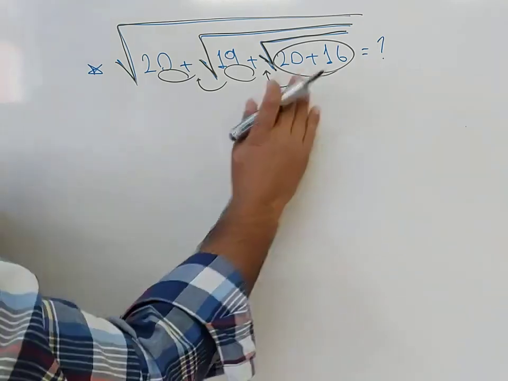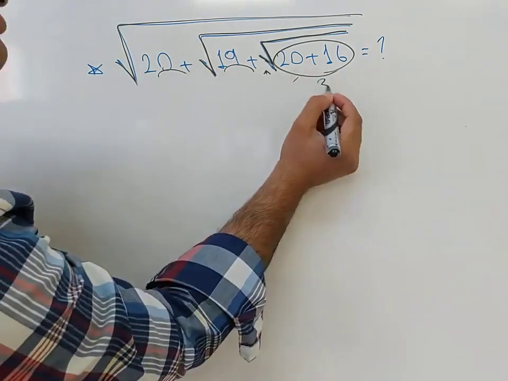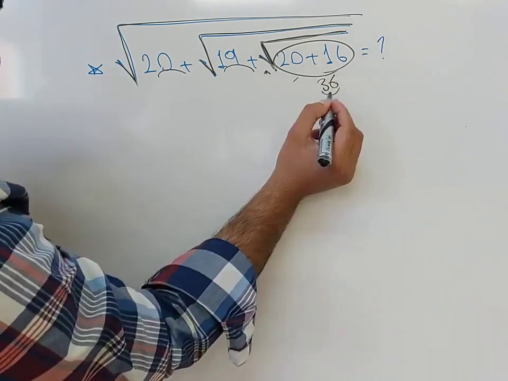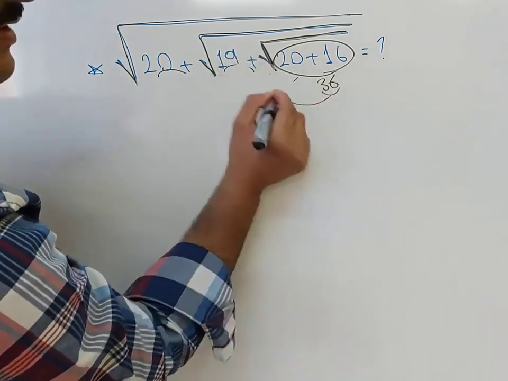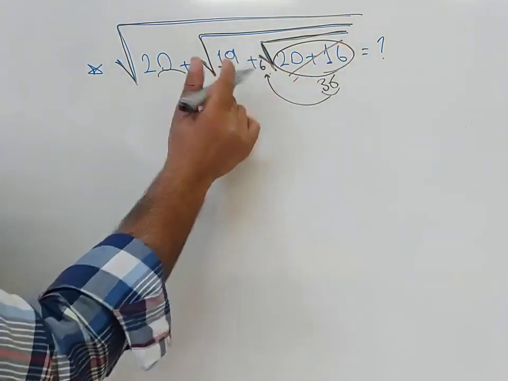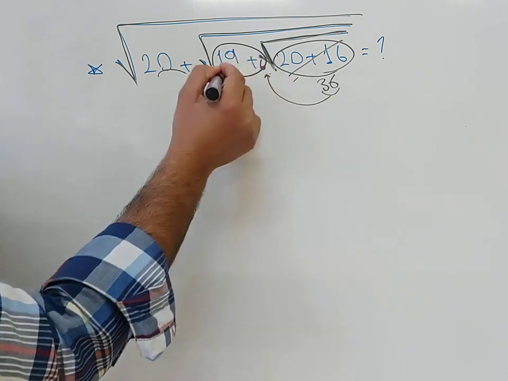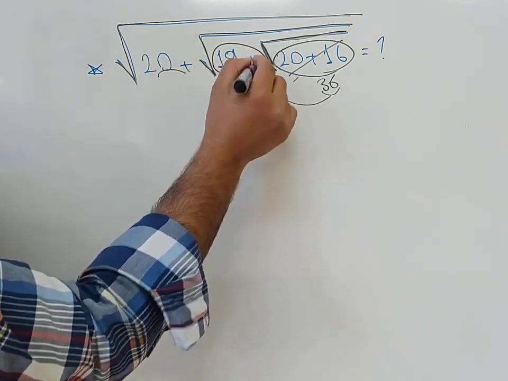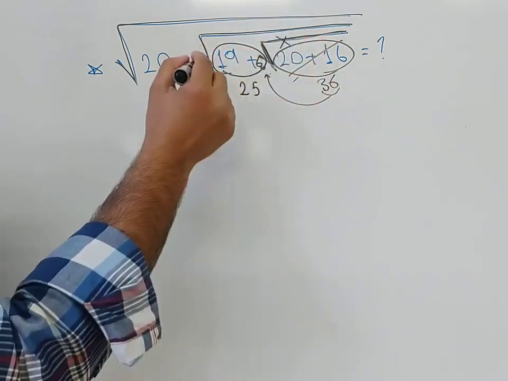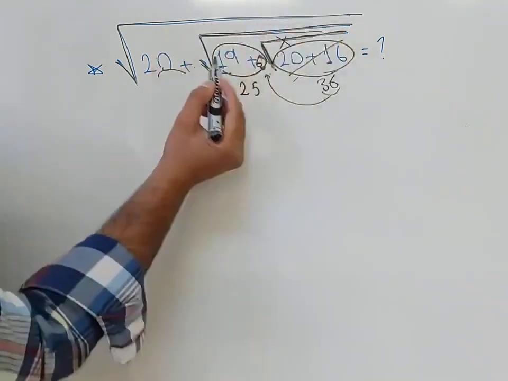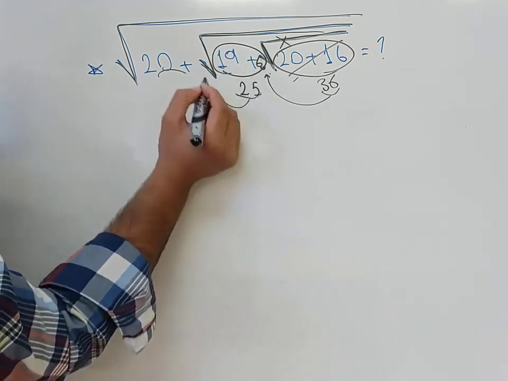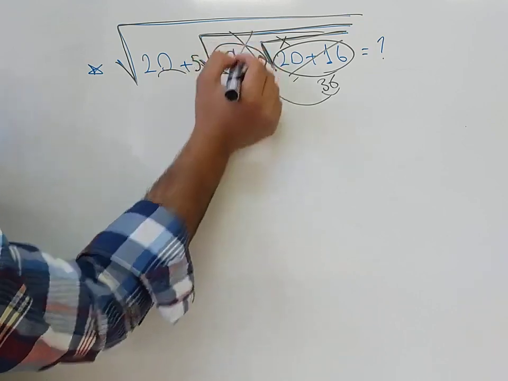So what will happen? That will be 36, and the square root of 36 is going to be 6. This will come out as 6. This is gone now. Now I have this part. 19 plus 6, which is going to be 25. See, I finished this one. Now I'm in the square root. 19 plus 6 was 25. 25 is going to come out as 5, and this is gone too.